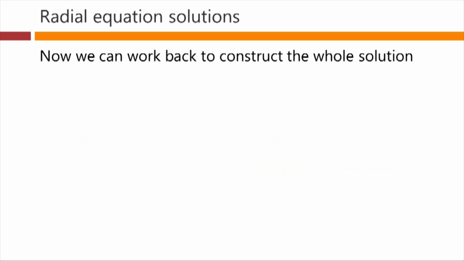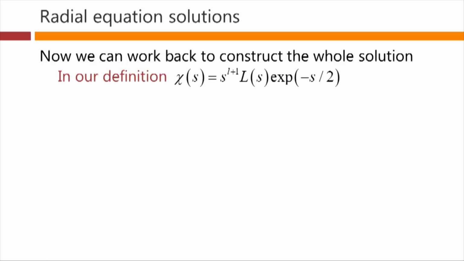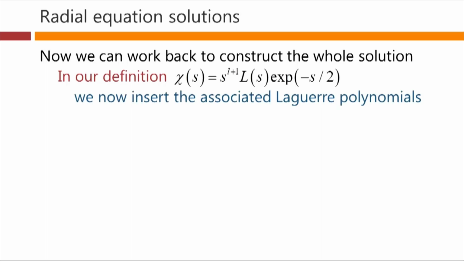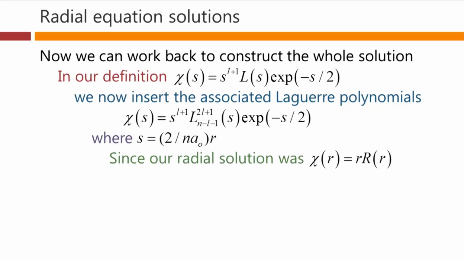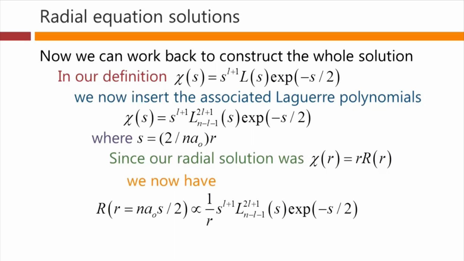So now we can work back to construct our whole solution. We've now solved the whole problem. In our definition here, these L functions were the associated Laguerre polynomials. So we put those in. And we note that s we had defined was this particular variable here. So we can work backwards. We knew what our radial solution was, and if we work backwards to get what this r is, then this is what the r looks like. We've not put in a normalization factor here yet, but this is basically what the capital R function looks like now.